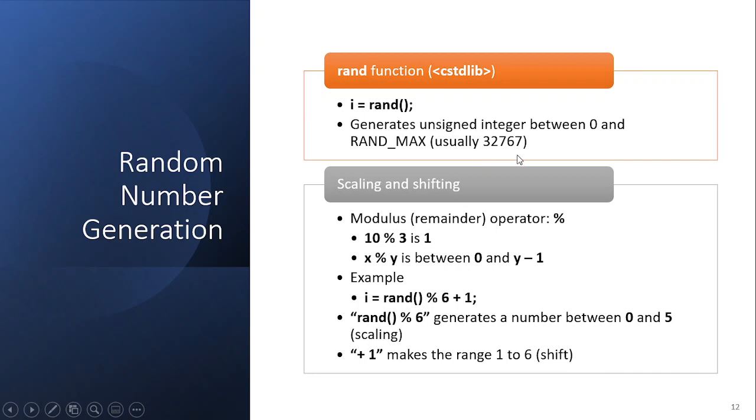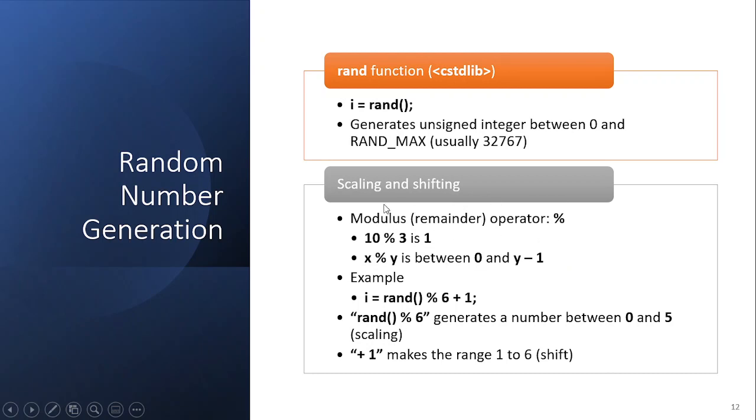Now, this is the range of values that it generates, but most often we don't need values in this range. We need to scale this range, meaning we need to change the maximum value and the minimum value that we are getting. So in order to do that, we need to do scaling and shifting. How do we do that?